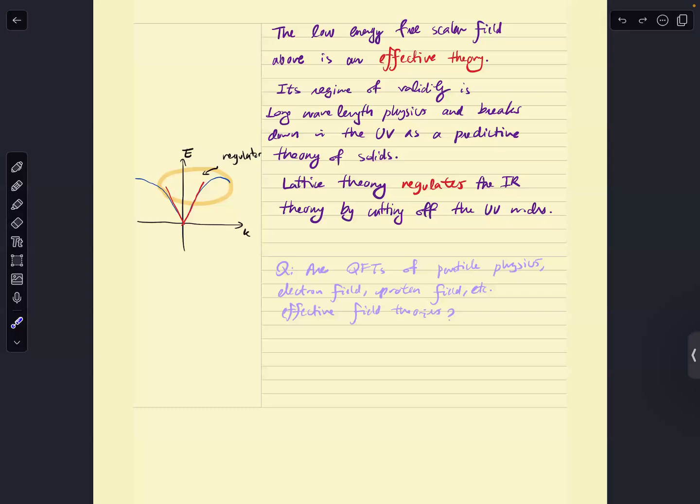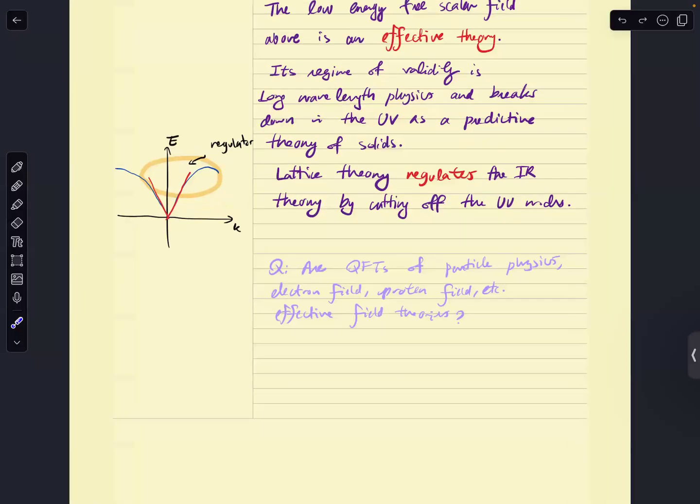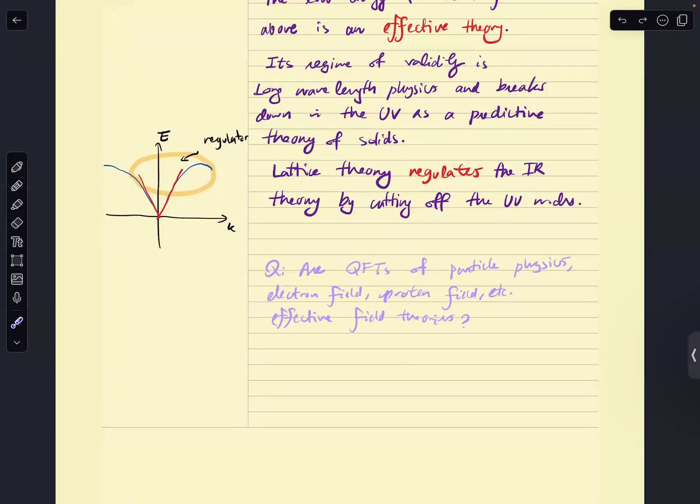Now, there's a subtle lie here. If the theory is completely Gaussian, and I do not take a continuum limit, the phonon theory with discrete momenta is exact. But when I do take the continuum limit to get honest to goodness fields, then I've actually lost all the information of the UV degrees of freedom. So again, just a provocative question: are the quantum field theories of particle physics, such as the electron field and proton field, effective field theories?